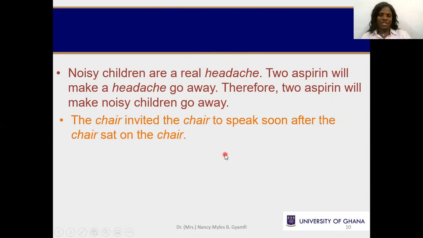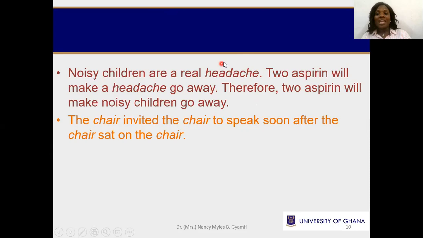Even though if an expression is equivocal, it may lead to an ambiguous understanding of it, but the two are not exactly the same. The chair invited the chair to speak soon after the chair sat down. The chair invited the chair to sit soon after the chair. The chair invited the chair to speak soon after the chair sat on the chair.